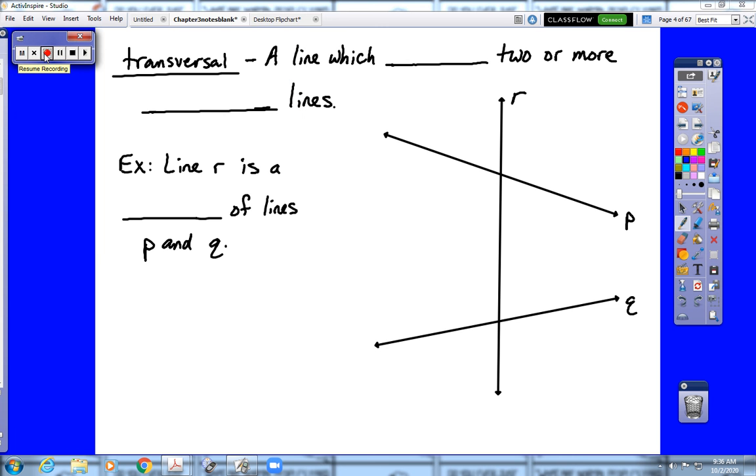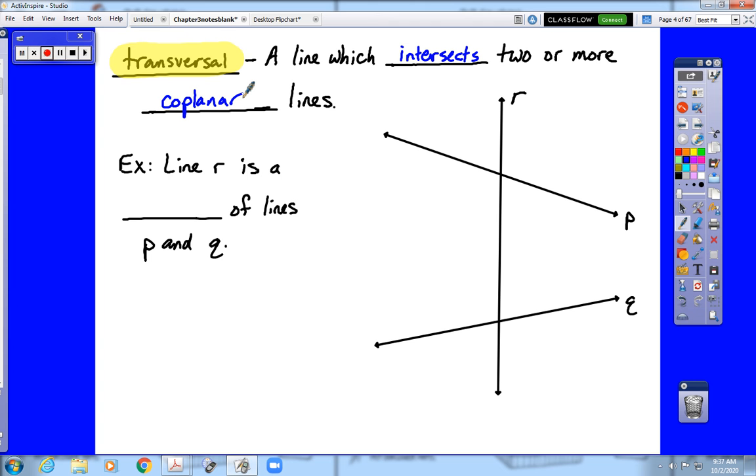Okay, in this video we're going to cover the vocabulary for the new chapter here. We're talking about transversals. If you had Mr. Harvey in 7th grade, a vast majority of you seem to remember this word, so this ought to be a relatively simple vocab word here. Transversal is a line which intersects two or more coplanar lines.